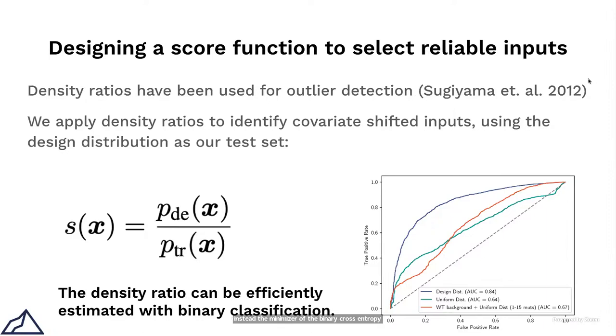So procedurally, this is so simple. You can try it at home. The idea is you take samples from the design distribution and you assign a positive label to those samples. Then you take samples from the training distribution and you assign a negative label to those. Then you just train a binary classifier to separate those two things. And the output probability score is exactly equal to this density ratio.